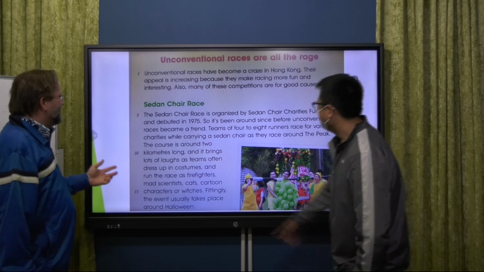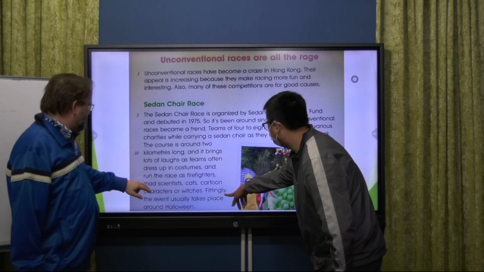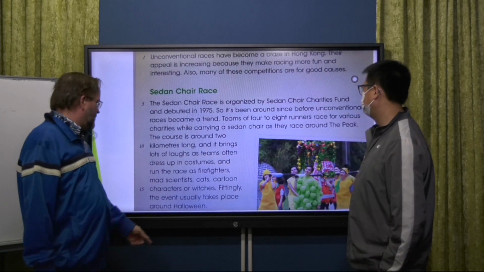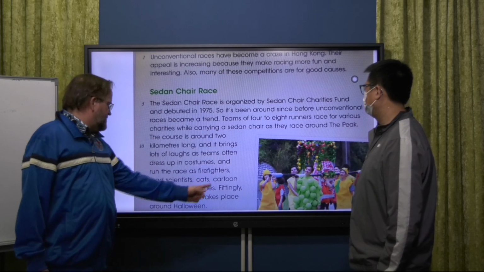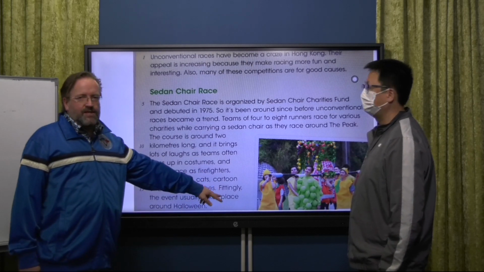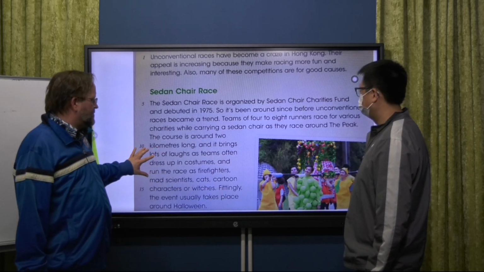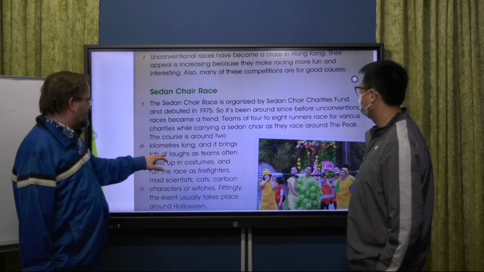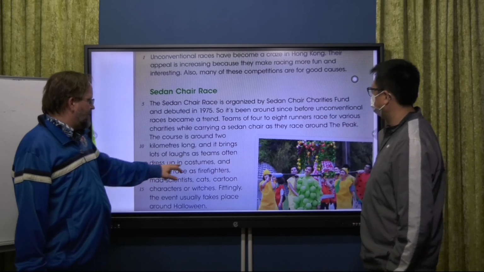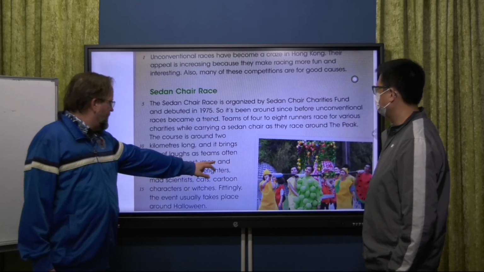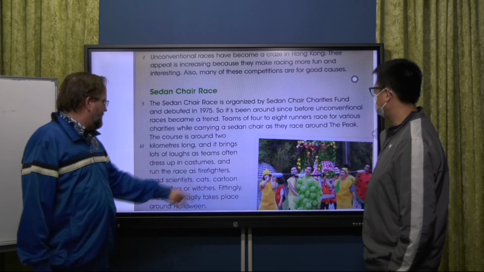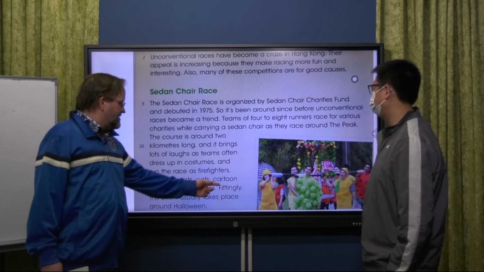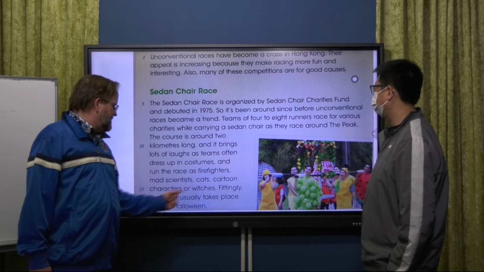That's why. And then another word, this one, fittingly. So you get a word like fittingly. You have to read the sentence if you've never seen this word before. Fittingly, the event usually takes place around Halloween. To understand what this word means, you do have to read the previous sentence. So the previous sentence says the course is around 2 kilometers long and it brings lots of laughs as teams often dress up in costumes, you know what costumes means, and run the race as firefighters, mad scientists, cats, cartoon characters, or witches.